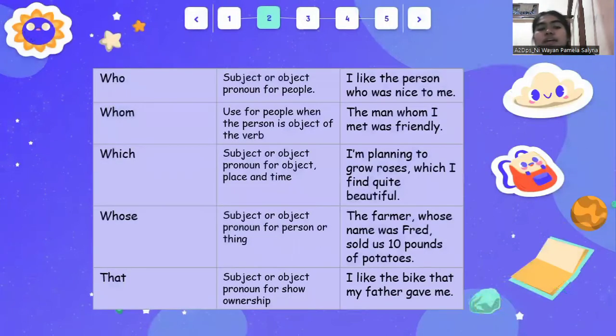Okay, next. A relative clause starts with a relative pronoun. There are 5 relative pronouns. First is who. This is used as subject or object pronoun for people. For example: I like the person who was nice to me.